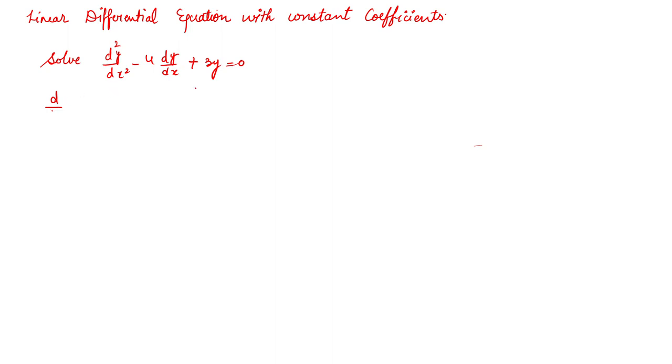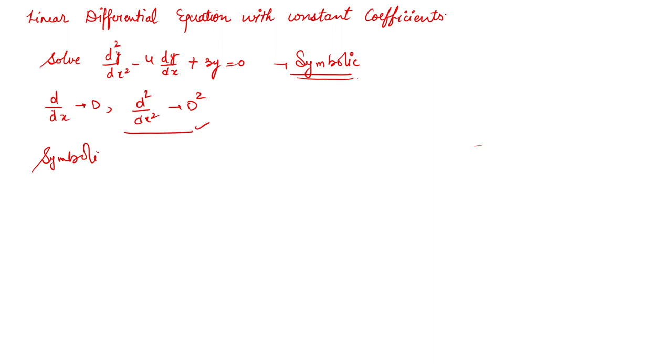We will write this equation in symbolic form. So how can you write it in symbolic form? To write in symbolic form, d by dx can be written as capital D. Similarly, d square by dx square can be written as D square. So its symbolic form is D square y minus 4Dy plus 3y is equal to 0.